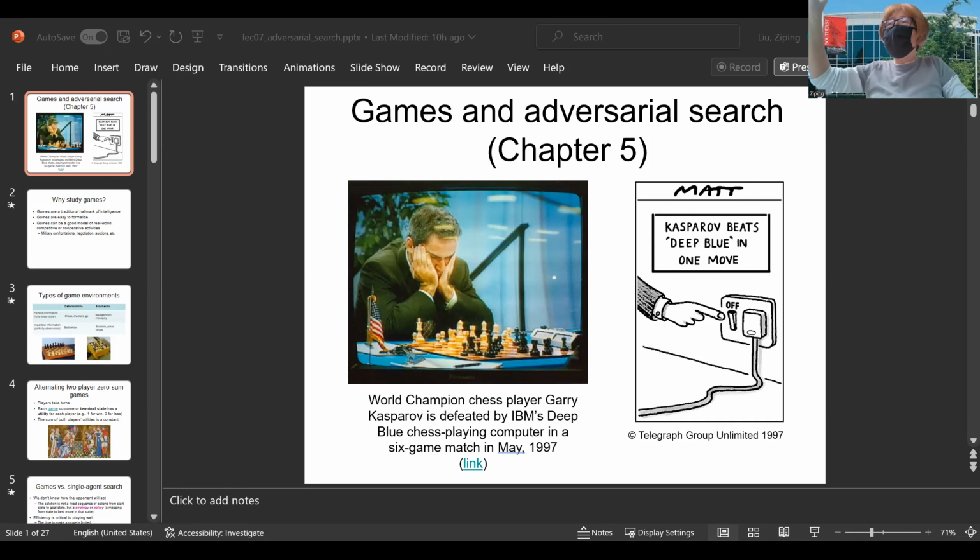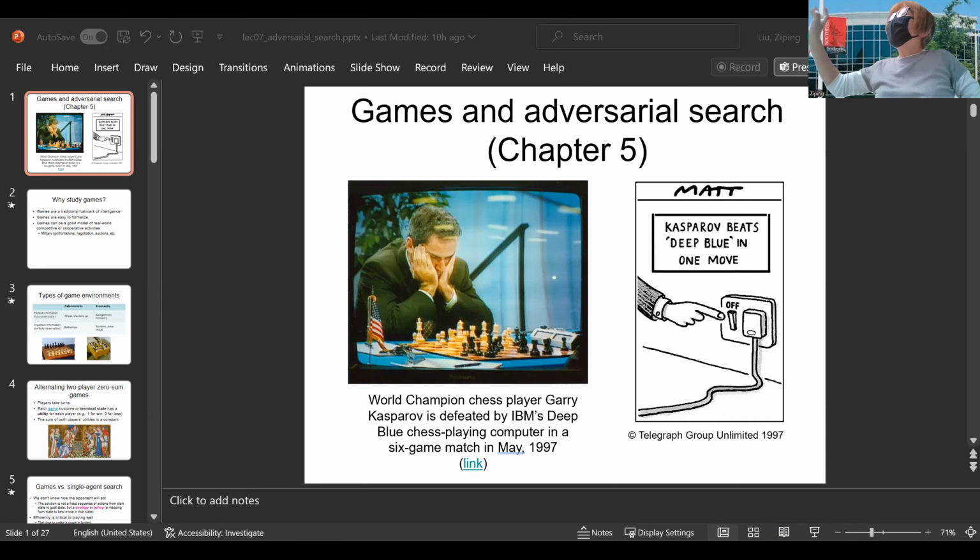But when you play games with opponents, what's important is strategy or policy. So different strategy, different policy. If you draw a diagram, it's going to be different. So that's why it's not a fixed sequence of actions.